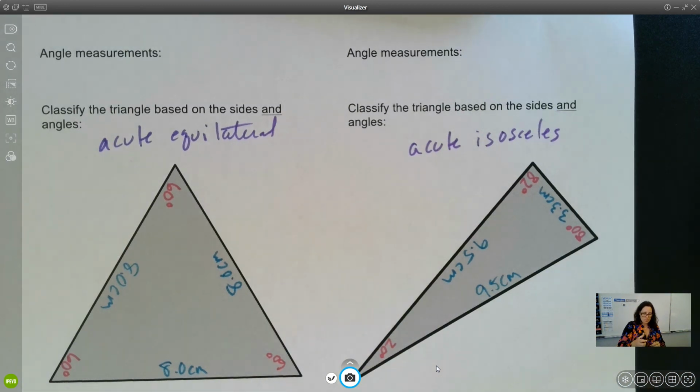All right, so that is how to measure side lengths and angles with an instrument, protractor, ruler, and then how to classify them based on sides and angles.